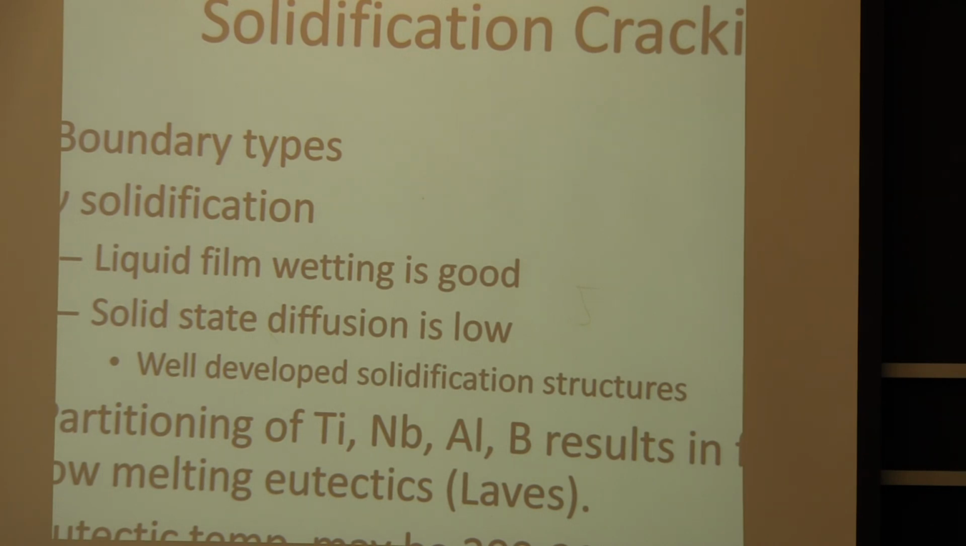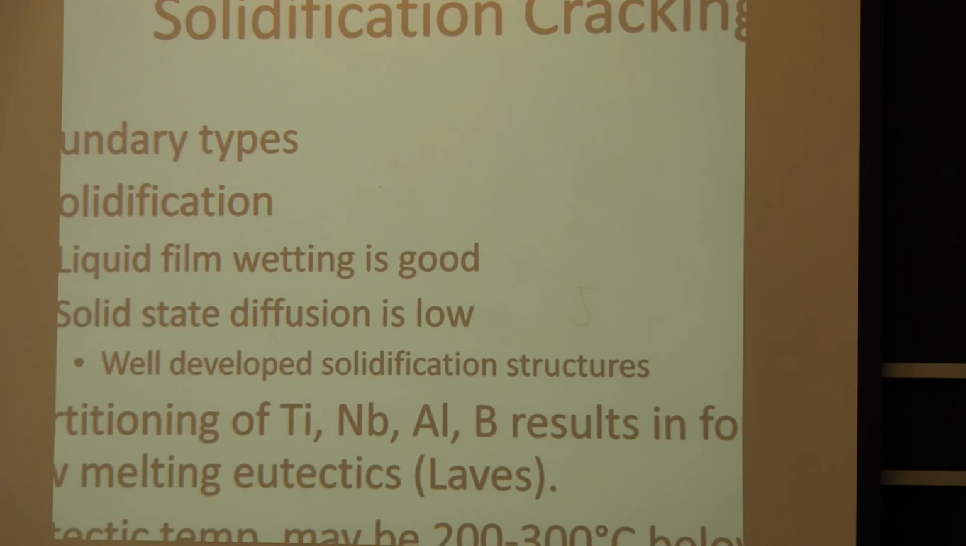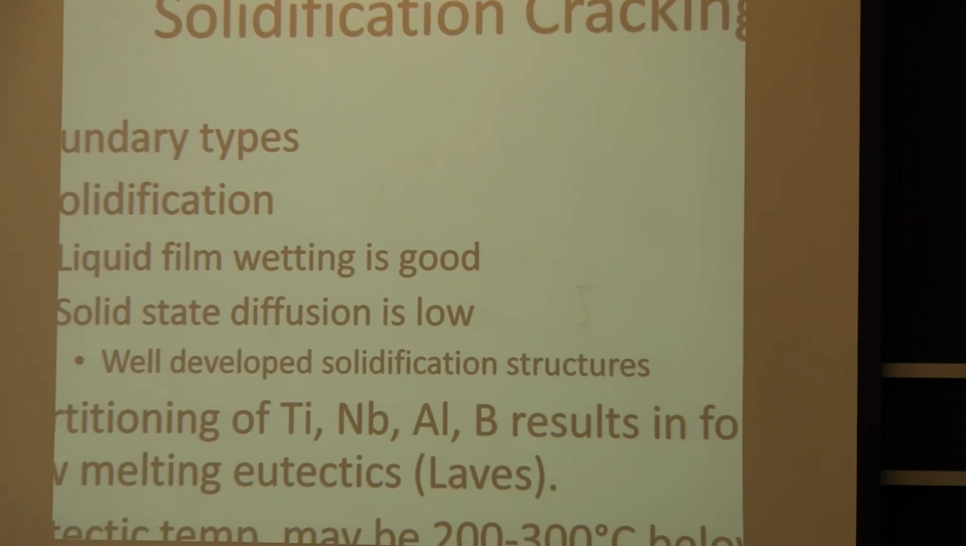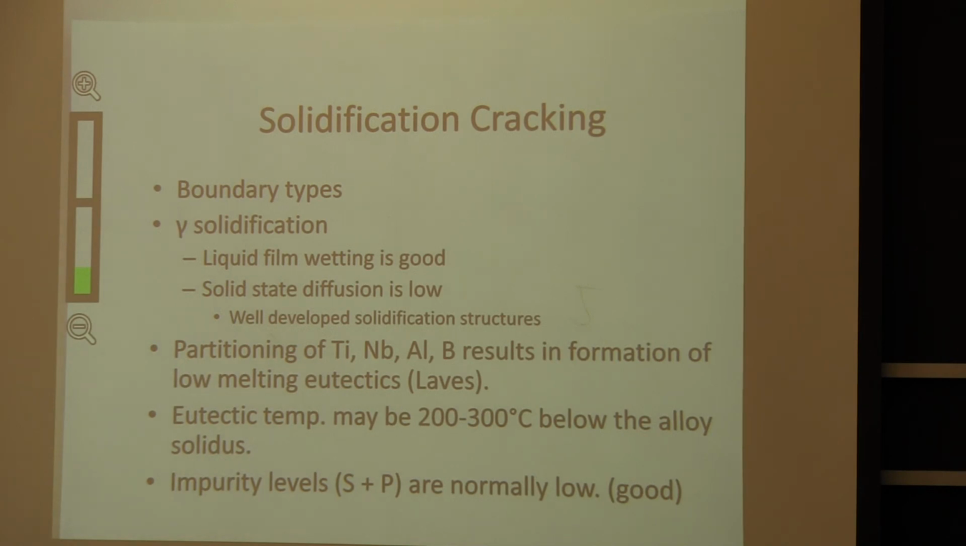So the liquid film wetting is good, and the solid state diffusion is low, which means that you end up with those well-defined, well-developed solidification structures that I just showed you. And we've also talked about the partitioning of the impurity elements. The titanium and the niobium and the aluminum. Actually, those aren't the impurities, those are just the alloying elements. But impurities such as sulfur and phosphorus are generally low in these alloys, which is a good thing. But if they are there, they can also lead to that low melting eutectic phase along the solidification grain boundaries.